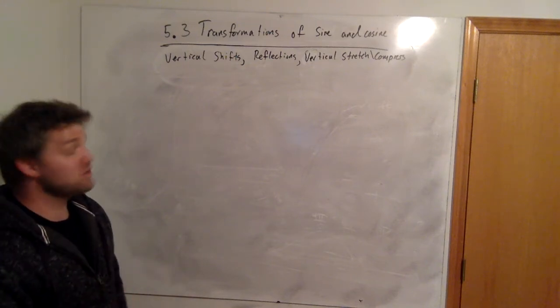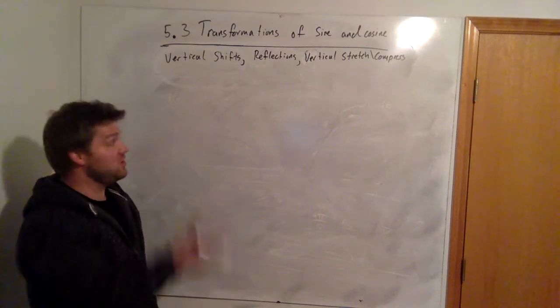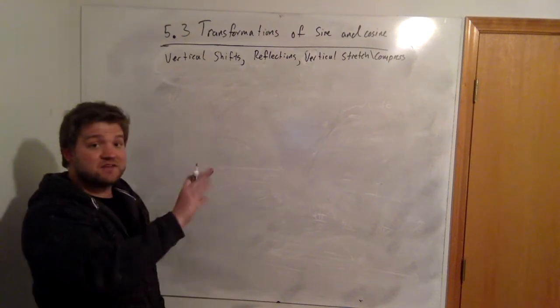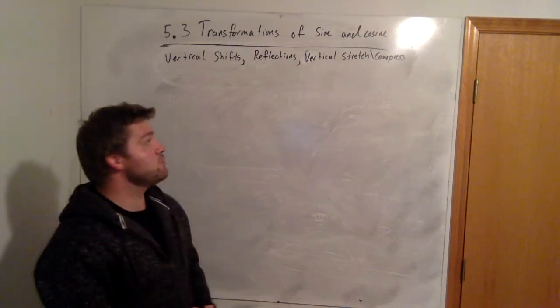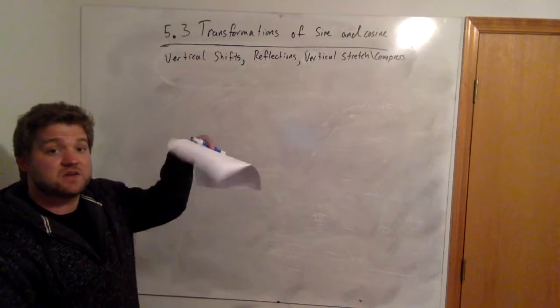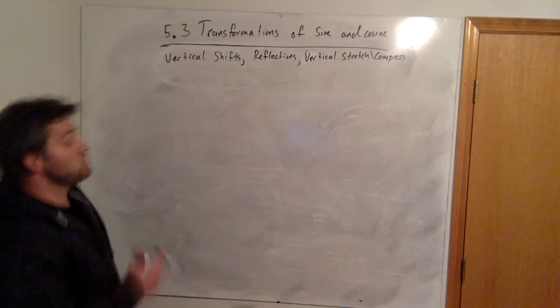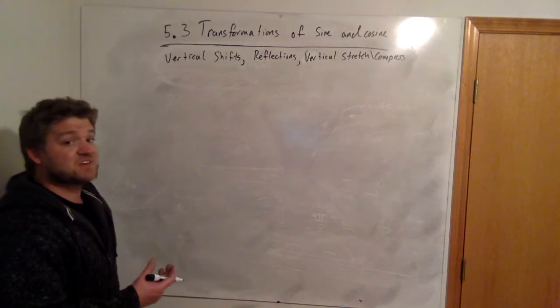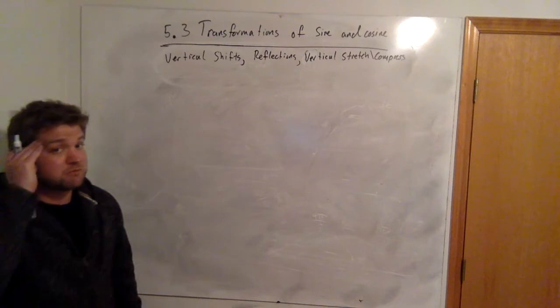Specifically in this video, the transformations we're going to look at are vertical shifts. How do I shift a sine and cosine graph function up and down? How do I reflect a sine and cosine graph, specifically over the x-axis? And how do I vertically stretch and compress a sine and cosine graph? So when I'm doing these transformations, specifically with sines and cosines, there are a couple key features of those graphs that I'm always keeping in my mind.